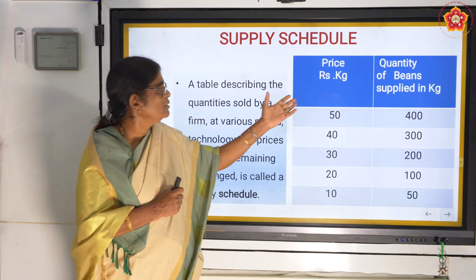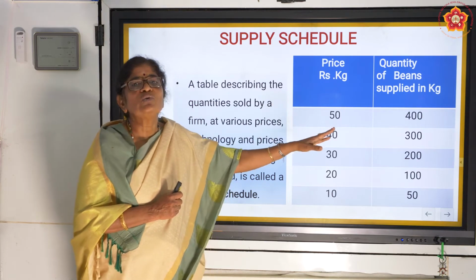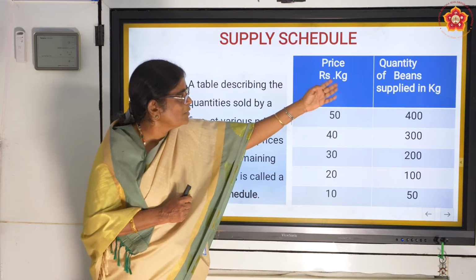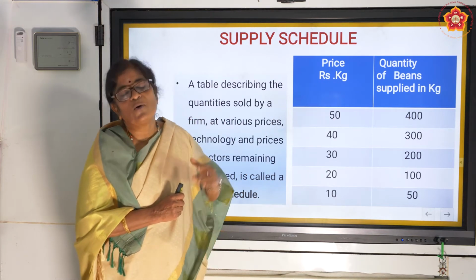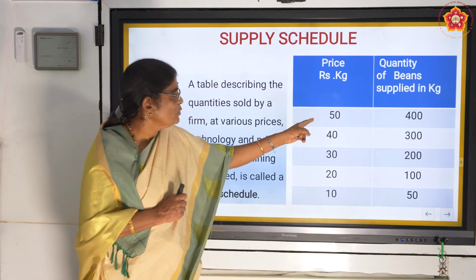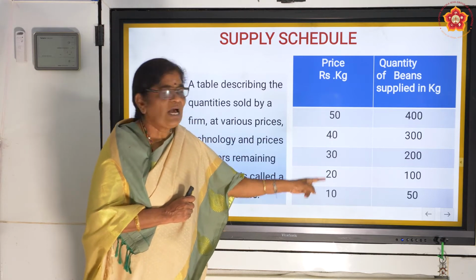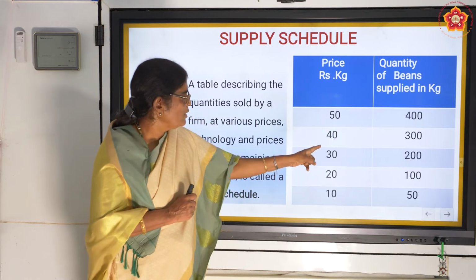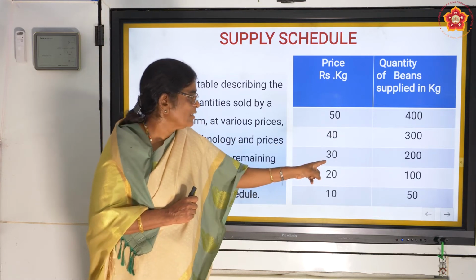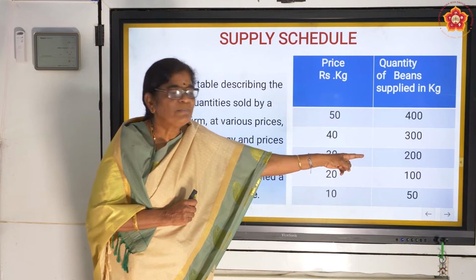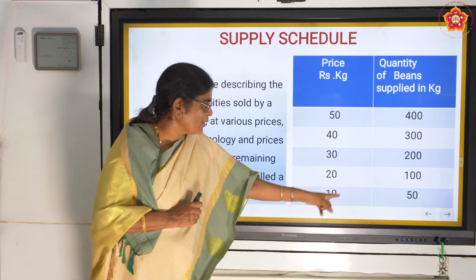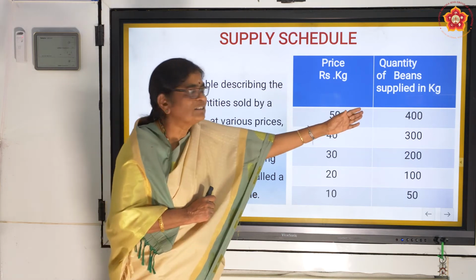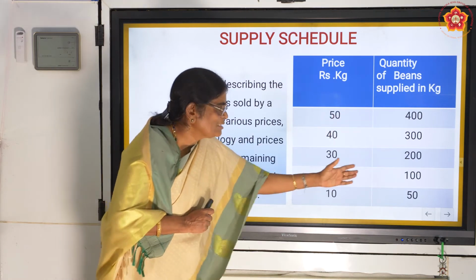What does that table explain to us? It has two variables. One column is price, the other column is the quantity of a particular commodity corresponding to each level of price. At 50 rupees, what is the supplied amount of the commodity? At 40 rupees, what is the supply? At 30 rupees, what is the amount of supplied beans? At 20 rupees, what is the supply? At 10 rupees, what is the supply? When the price is more, supply is more. When the price decreases, supply also decreases.